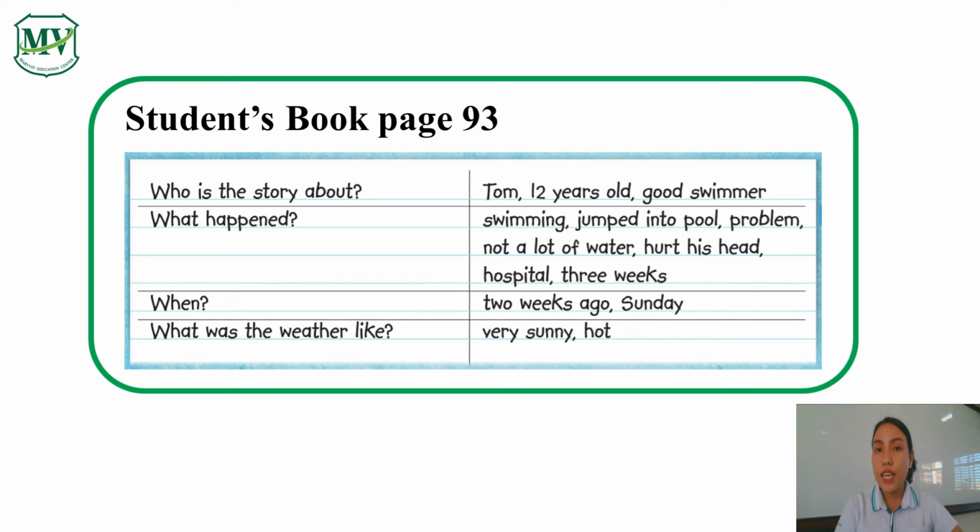So what happened to Tom? Tom was swimming, he jumped into the pool, and there is a problem: there is not a lot of water in the pool. So Tom hurt his head and he went to the hospital for 3 weeks. When did the story happen? It happened 2 weeks ago, last Sunday. What was the weather like last Sunday 2 weeks ago? It was very sunny or hot.